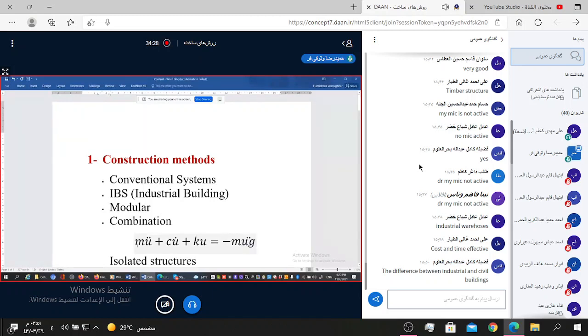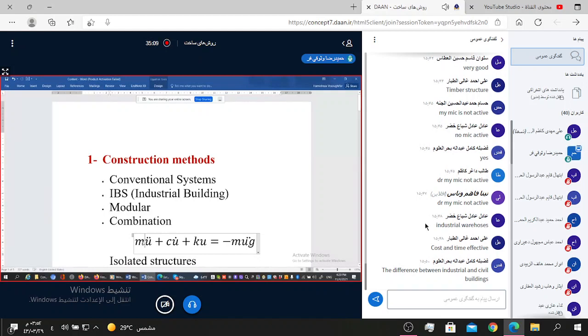It is very important for us to consider this equation in the construction method. One of the best construction methods is lightweighting a structure, decreasing the mass of the structure. Lightweighting a structure can decrease the damage of the earthquake, or damage of the wind, or damage of a blast or explosion, or terrorism attack. This mass is very important for us. Decrease earthquake damage.